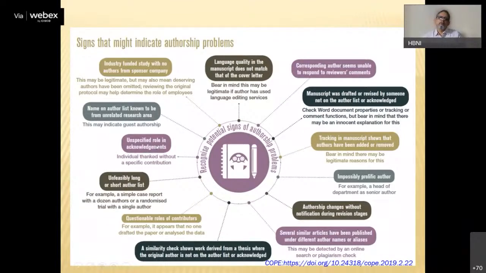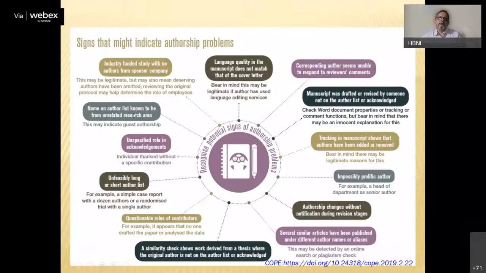Then unspecified roles and acknowledgements. So an individual is thanked without any specific contribution. Usually at the end of the paper, there's something called an acknowledgement section. The acknowledgement section says that so-and-so contributed, we thank so-and-so for the help with so-and-so. But you just say, I thank so-and-so person. It doesn't mean anything. Why are you thanking him?